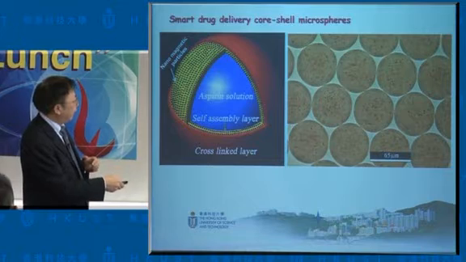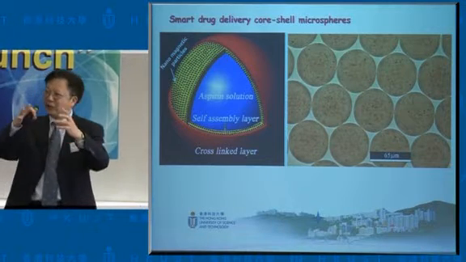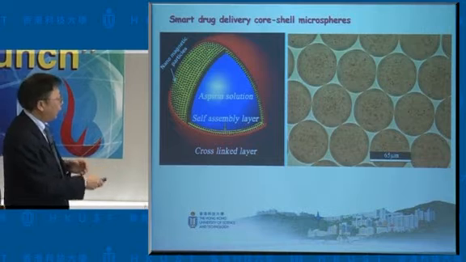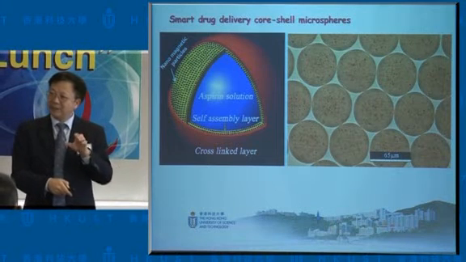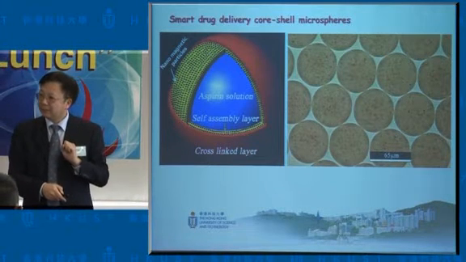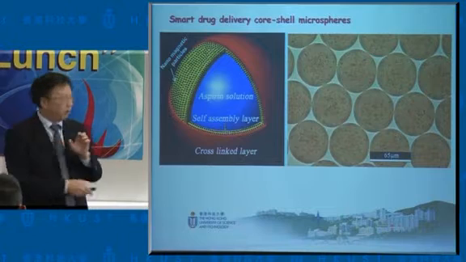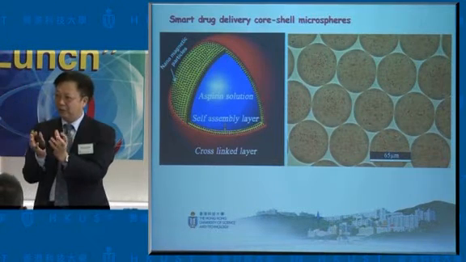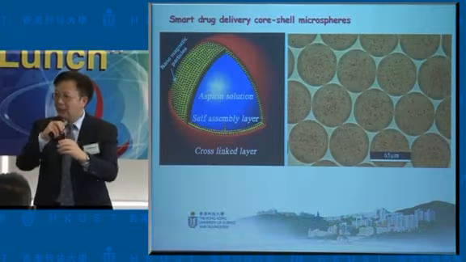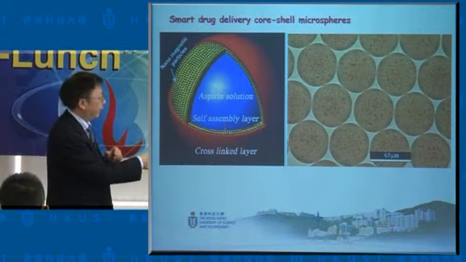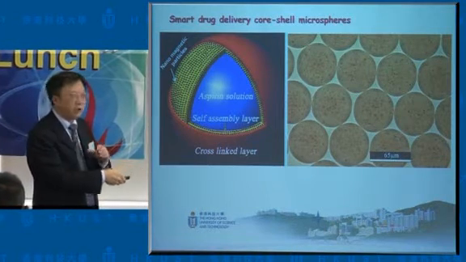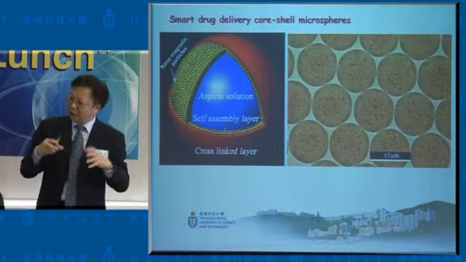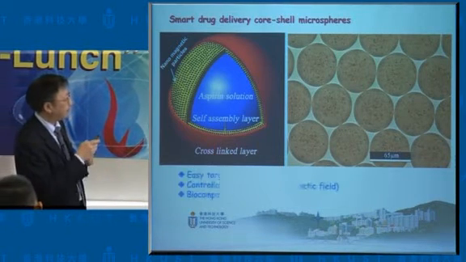The shell is actually a cross-linked shell. It's a solid. And in the shell, we mix in nanomagnetic particles. Magnetic particles mixed with the shell make it a magnetic shell. The inside is a drug, and there are some pores in the shell. So this is very useful for drug release. Let me show you how that works.